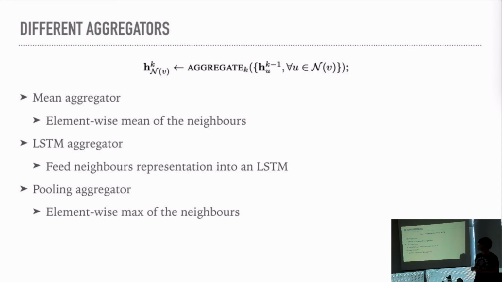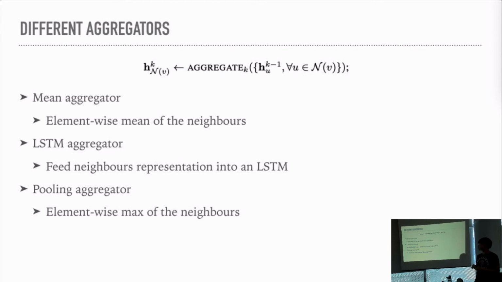And lastly, you can use different aggregators. So the aggregators are basically how you aggregate neighbors. One option is a mean aggregator, which means you just take the element-wise mean of the neighbors. Okay, that's one way. You can use the LSTM aggregator, where you feed the nodes in any order into the LSTM to get the representation for the neighbors of that node.